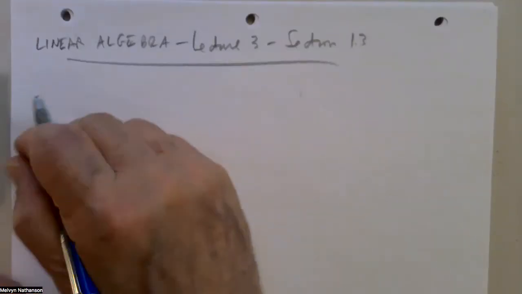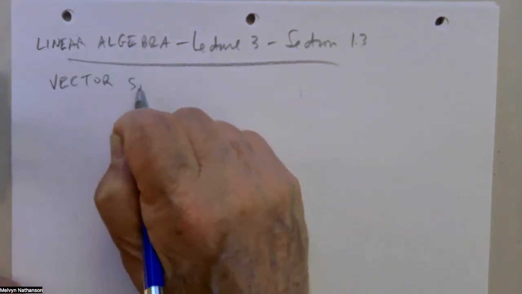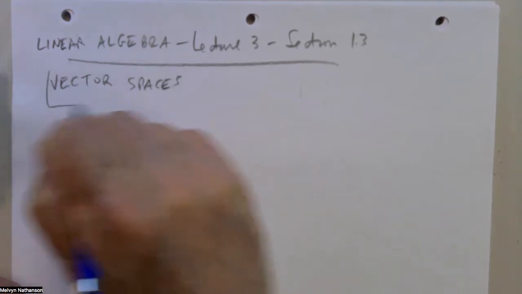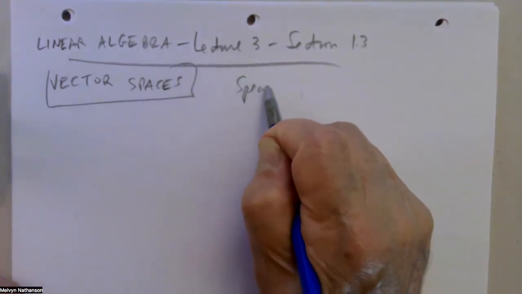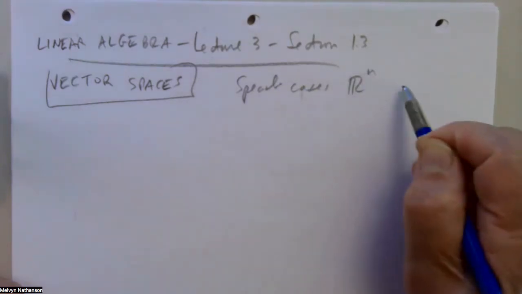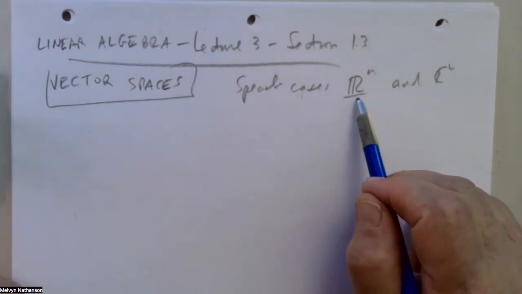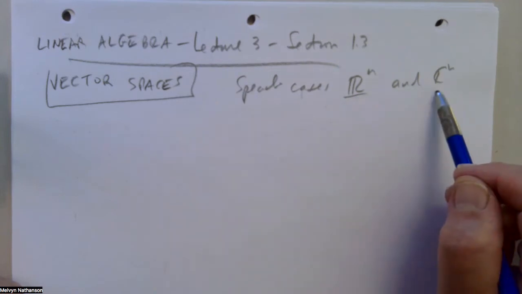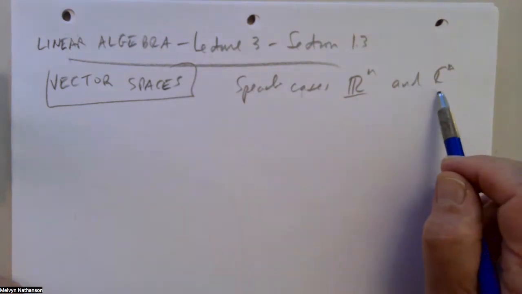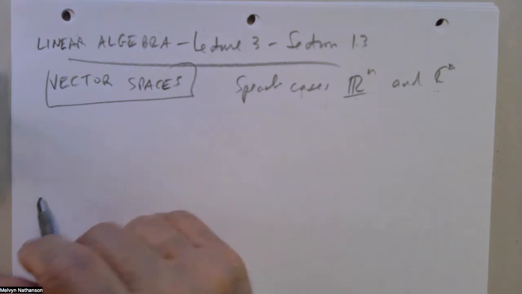So in section 1.3, we introduce vector spaces. So we've seen special cases, very important cases of Rn and Cn. These are the n-dimensional column vectors with real coordinates, and these are the n-dimensional column vectors with complex coordinates. And these are examples of vector spaces. And we need to know in linear algebra the precise definition of a vector space.